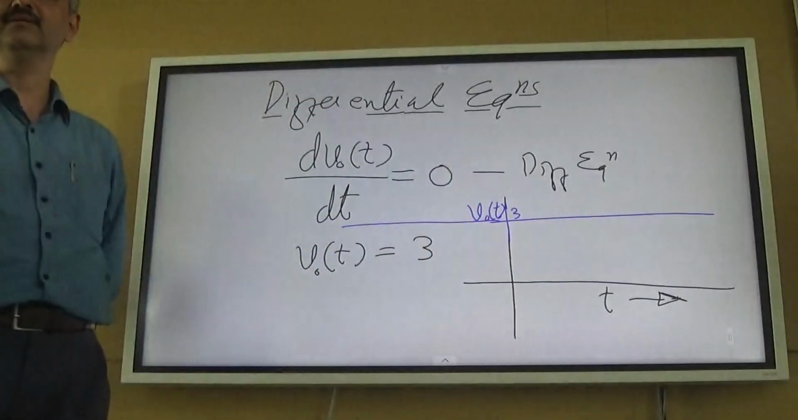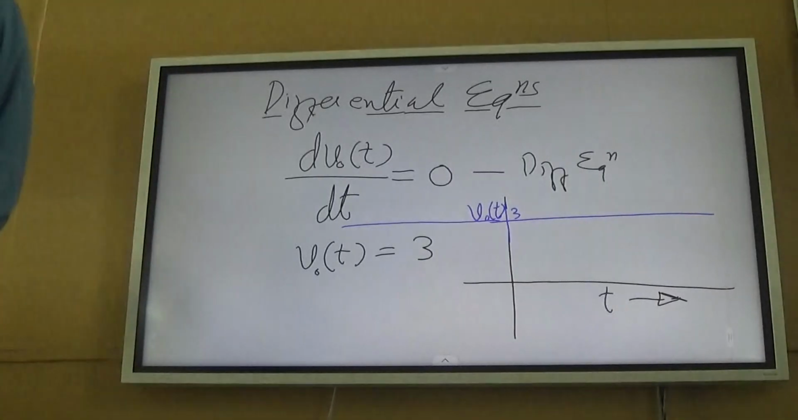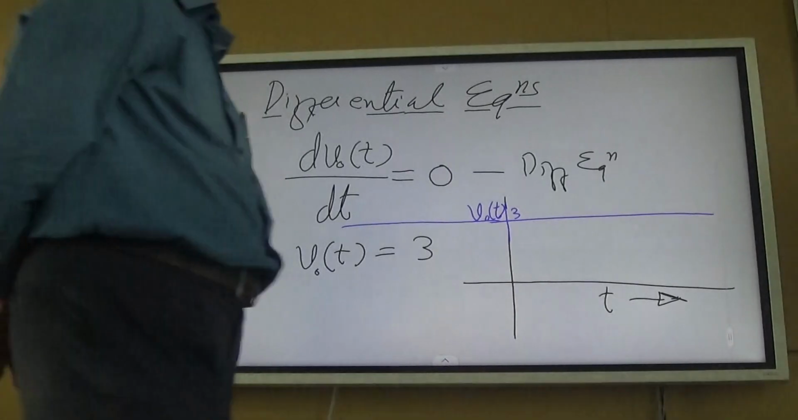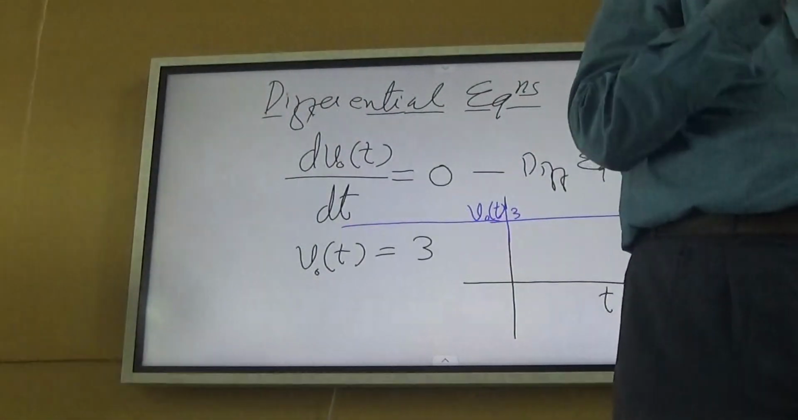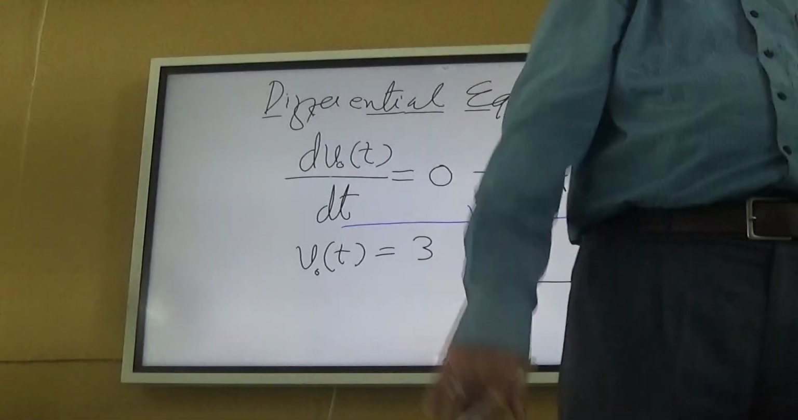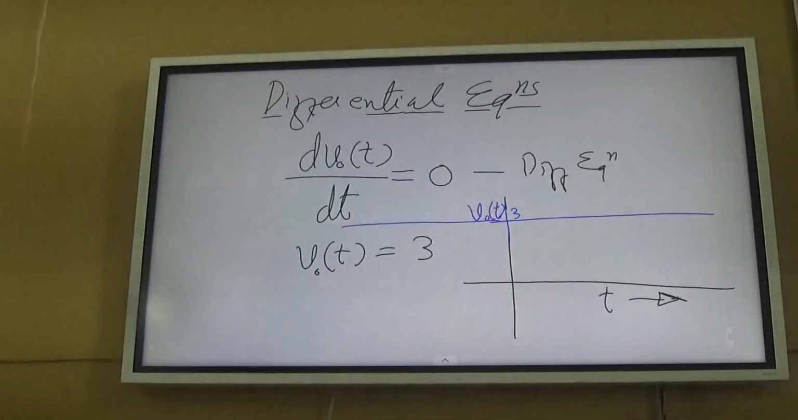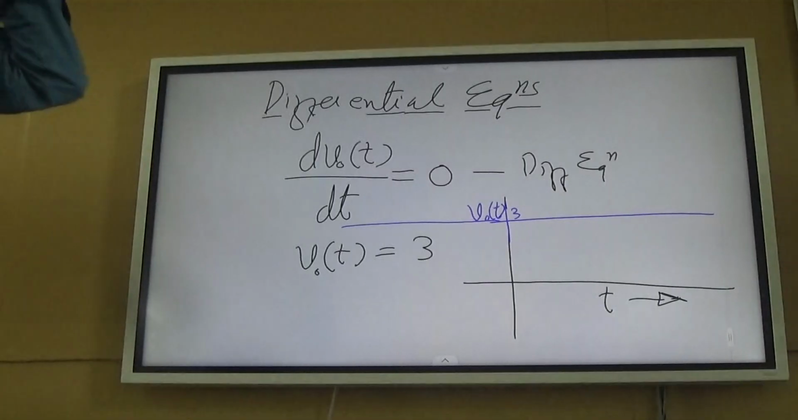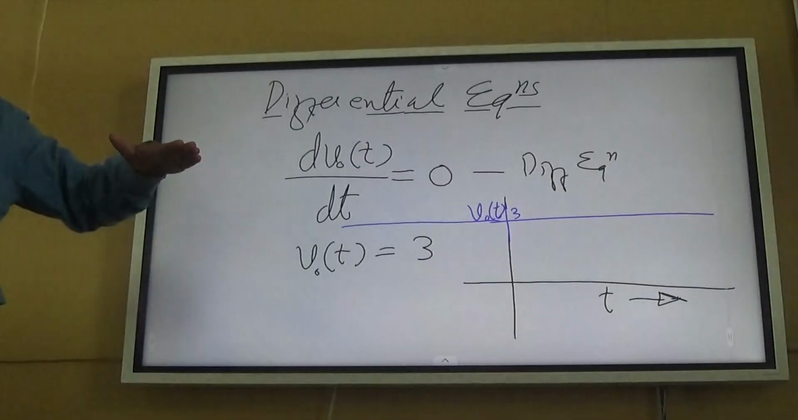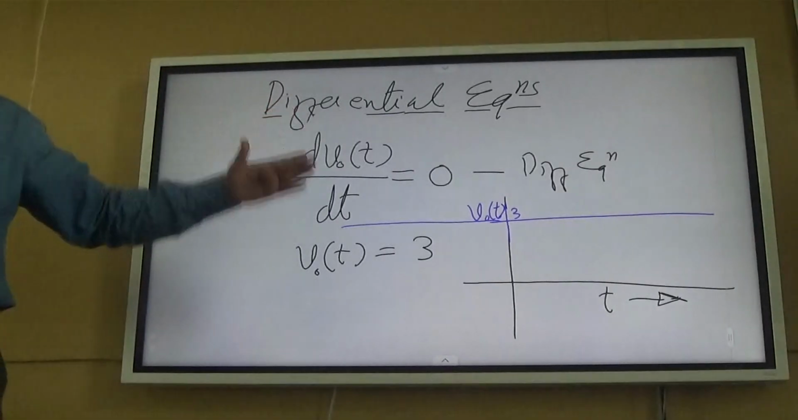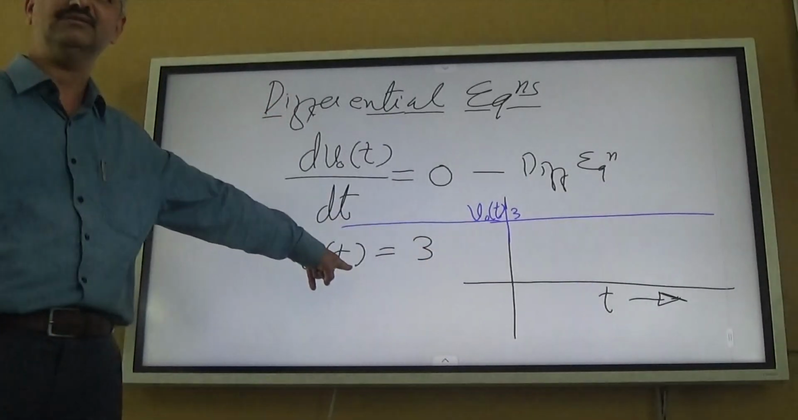Is it okay? There is only one realization possible for this equation. So this equation has a unique solution. Am I right? V(t) equal to 3 has a unique solution. Agreed? Except a horizontal line at a distance 3, there is no solution which satisfies this equation. Am I correct?